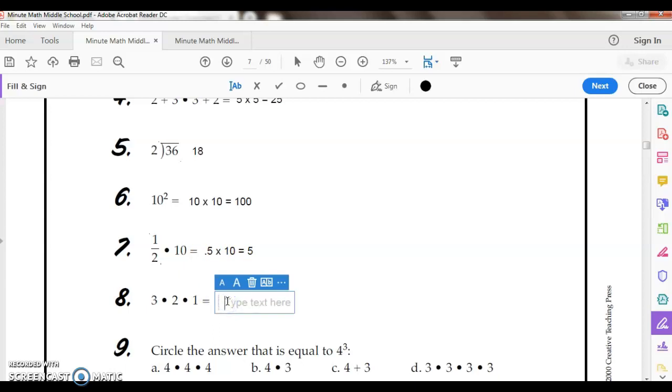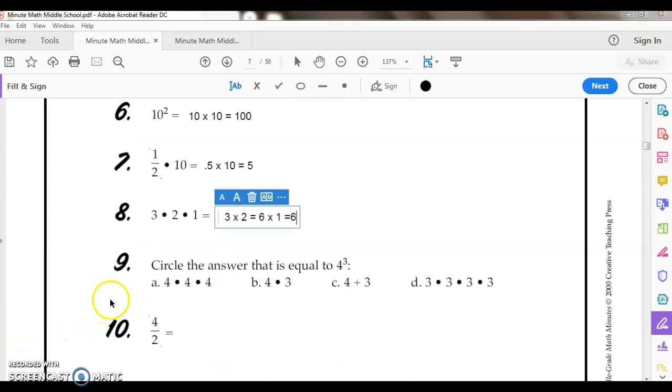Number 8, pretty easy concept, same thing, multiplying. So let's do the first part. 3 times 2, which equals 6. And then if you want to multiply that by 1, it's still going to be 6. So same concept, pretty much.